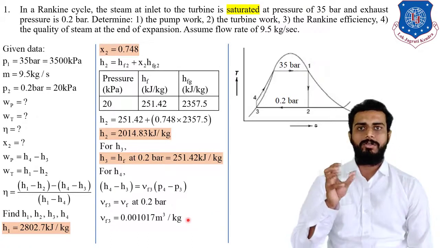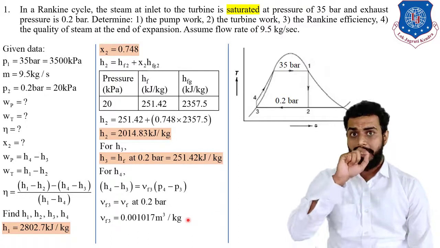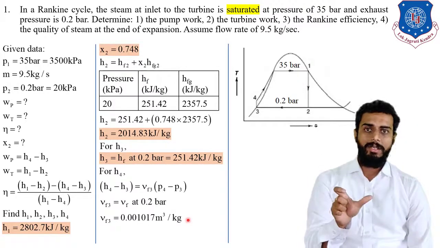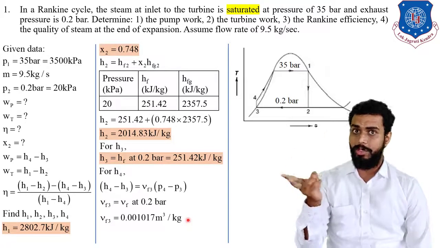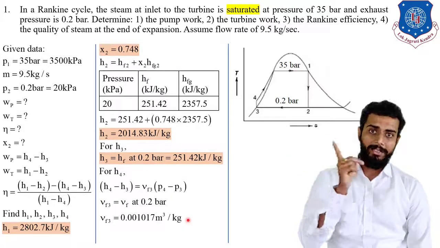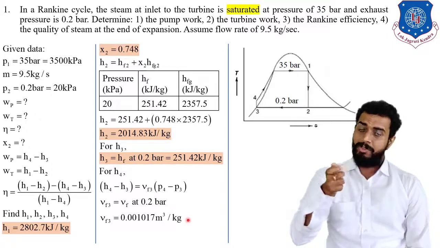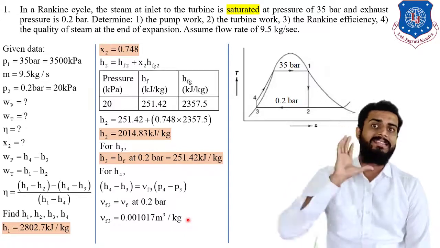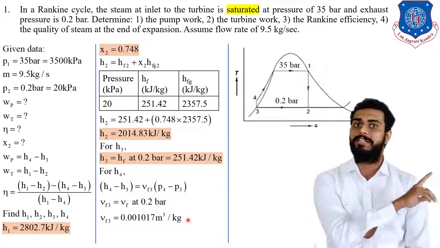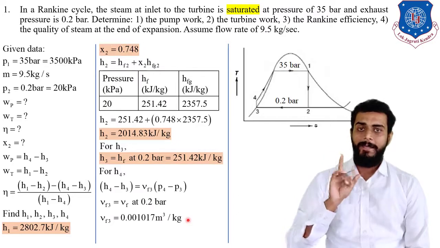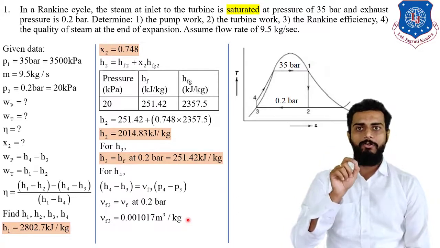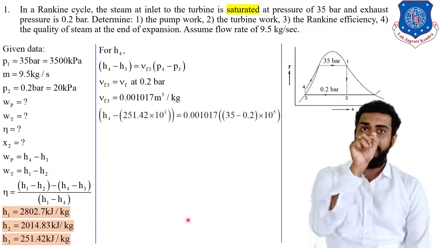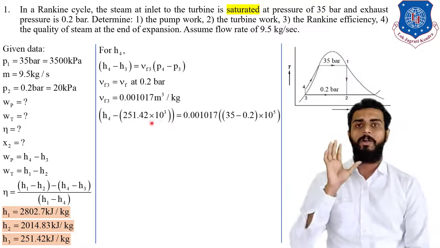Now remember, students, one more thing: you have to keep all the units in system international, SI units. That means you have to convert kilojoule into joule and kilopascal or bar into pascal. Why, sir? Because VF3 is in meter cube per kg, which is a pure SI unit. That is why you have to convert all units into SI. So here H3 is 251.42 into 10 raised to power 3. Don't forget to write into 10 raised to power 3.